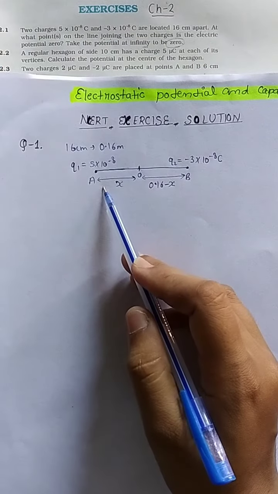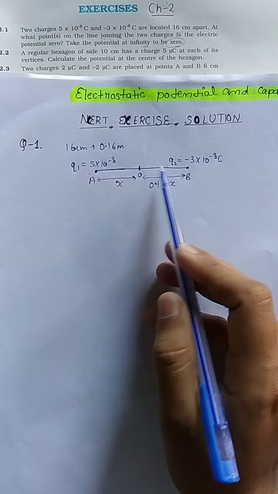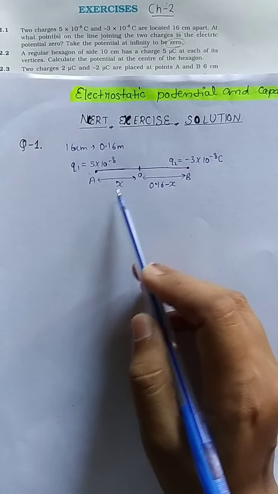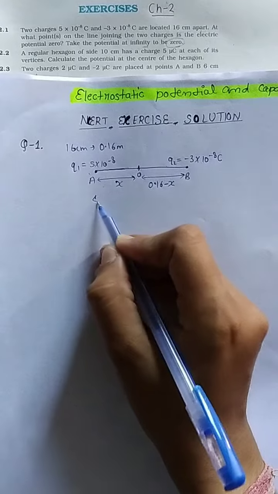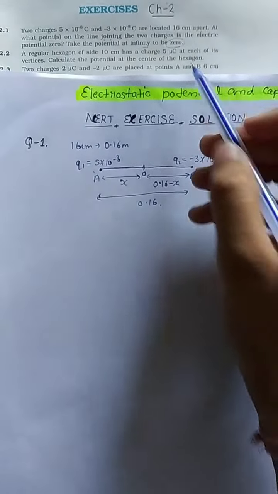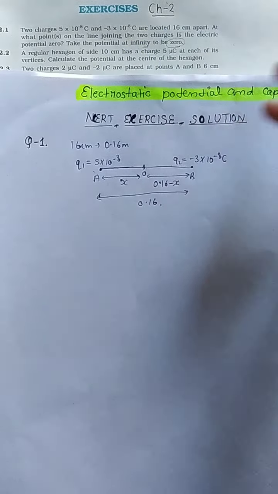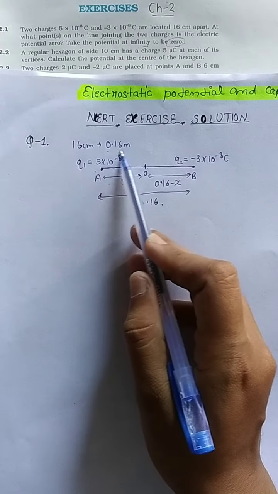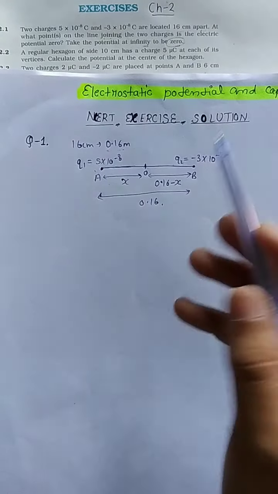The solution of this question: these are the 2 point charges q1 and q2 separated by a distance 0.16. The total distance between A and B is 16 centimeter. First we have to convert it into meter, 0.16 meter.